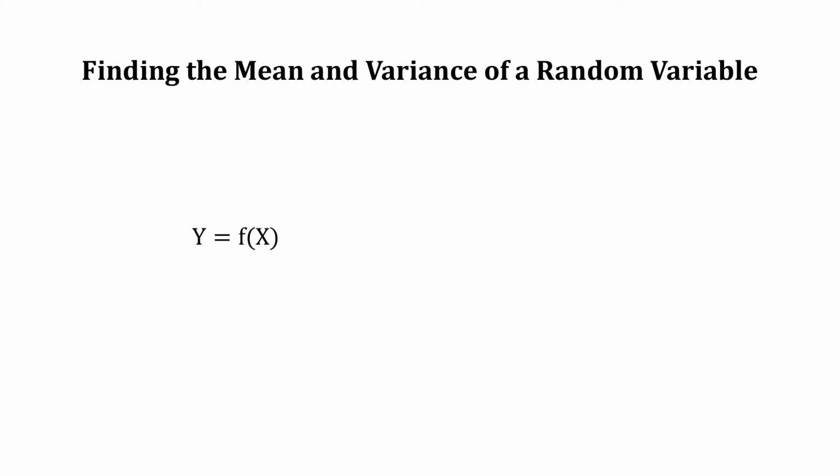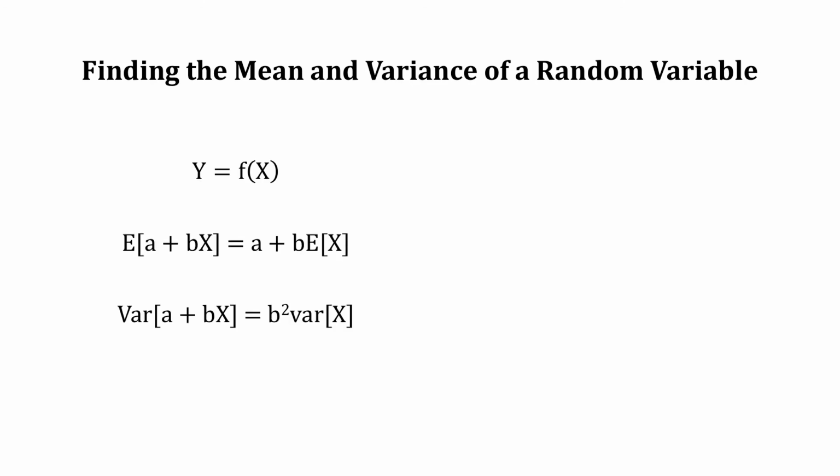Any function of a random variable is itself a random variable. Suppose a and b are constants and x is a random variable. Some useful properties of the expected value operator are that the expected value of a linear function of x will be a linear function, and the variance of a linear function of a random variable ignores the intercept and squares the slope.